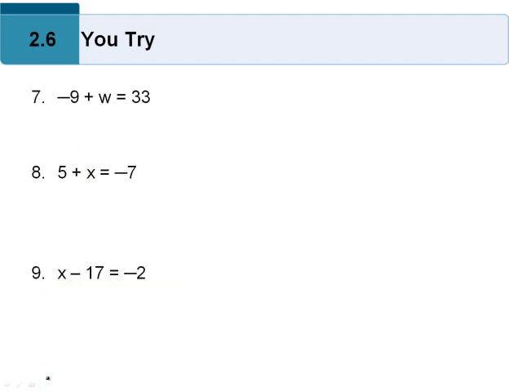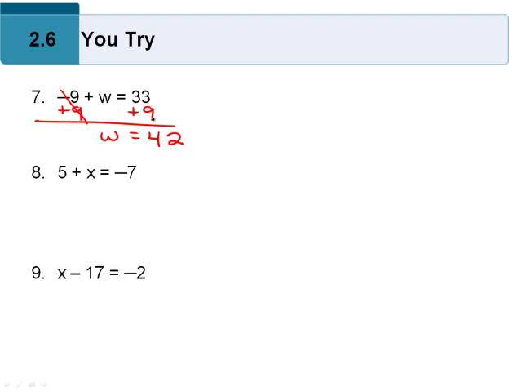Alright, so it looks like we've got some more. Negative 9 plus w equals 33. So the w is what we're trying to get by itself. So we're trying to get rid of that negative 9. So since it's a negative, we're going to add 9 to both sides. So the 9's cancel, and w equals 42. We just add 33 and 9.